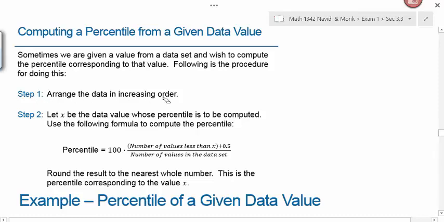Step 1 is the same as it was before. Arrange your data in order from smallest to largest. Step 2, we let x be the data value whose percentile is to be computed, and then you use the following formula. The 100 is just to change this number to a percent. We take the number of values that are less than x, add a half, and then divide by the total number of numbers that are in our data set.